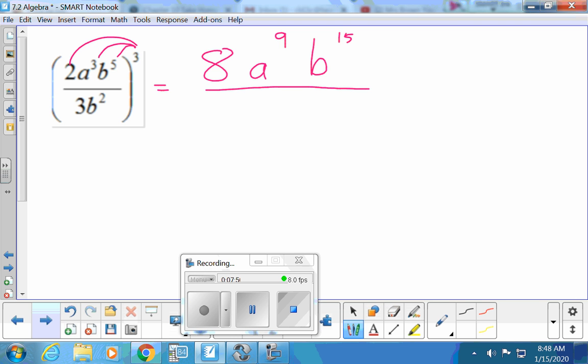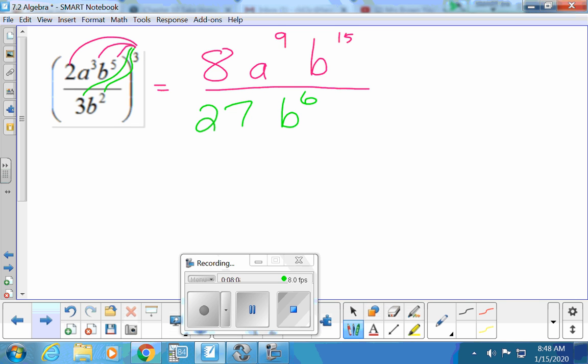Let me get a new color for my denominator. This 3 goes to this 3. What is 3 to the 3rd power? 3 times 3 times 3. Good. And then this 3 goes to that 2 and multiplies. b to the 6. Now you're not done.